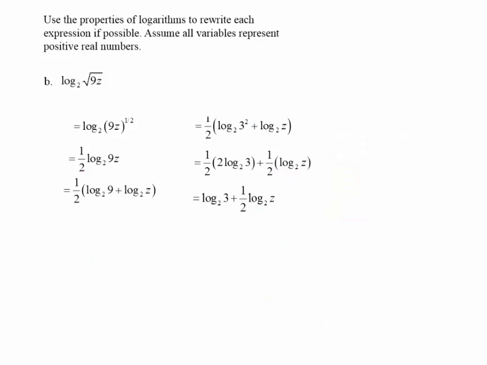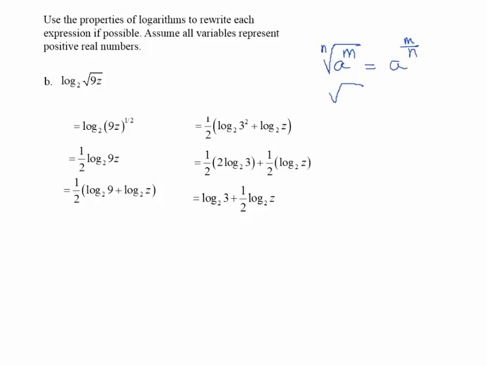Use the properties of logarithm to rewrite each expression if possible. Assume all variables represent positive real numbers. Here we want to find log of the square root of 9z. When you see a square root or cube root, the first thing you do is use the fact that the nth root of a to the power of m is equal to a to the power of m over n. We want to write this in exponential form so we can use the power rule.